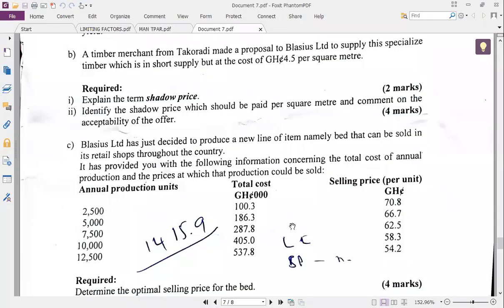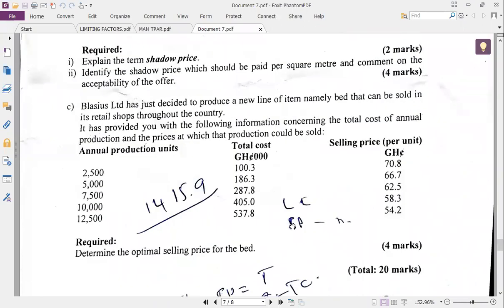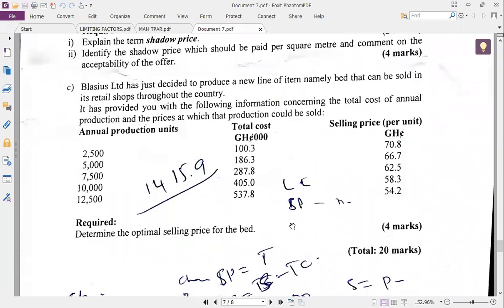So are we saying that that section is a bit okay? Okay. This section is the pricing. C. Required: determine the optimum selling price for the bed. Optimum selling price.